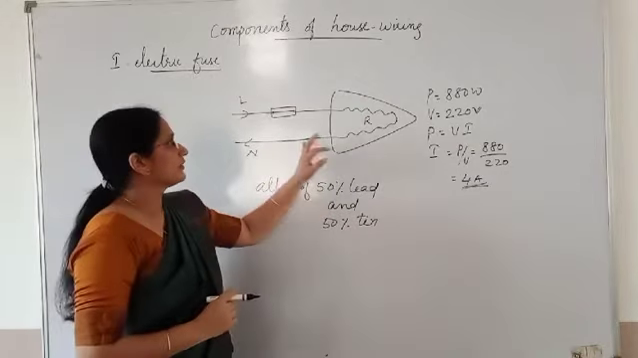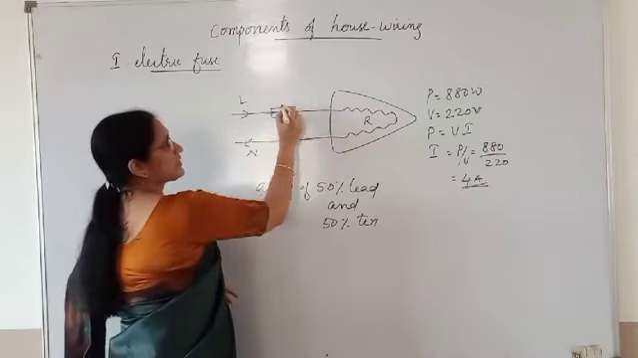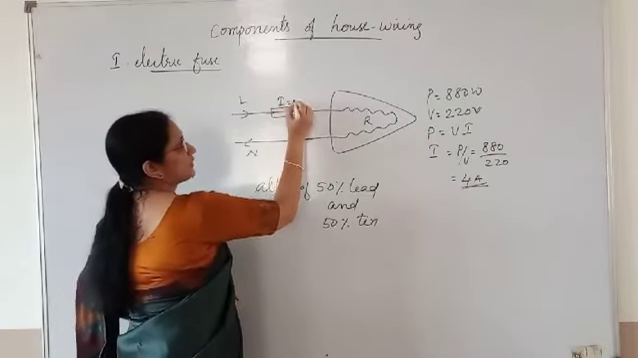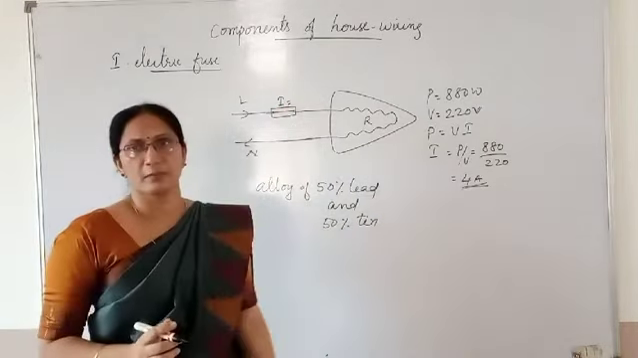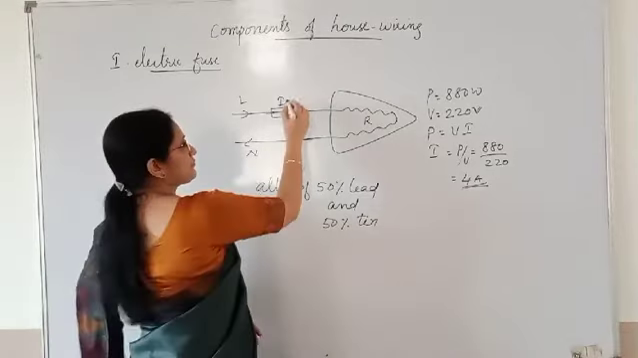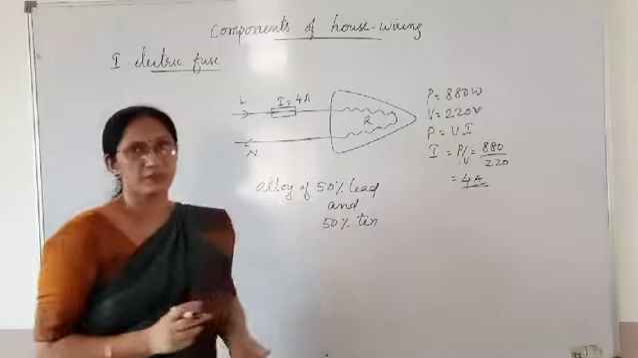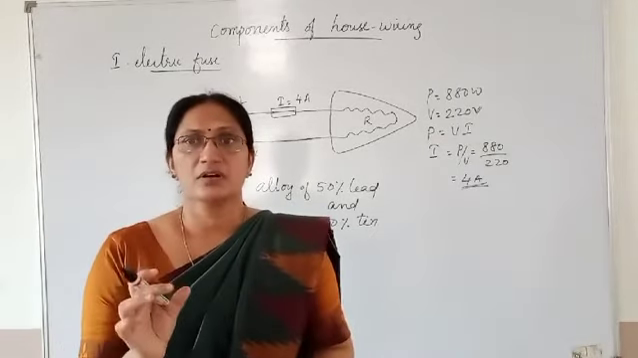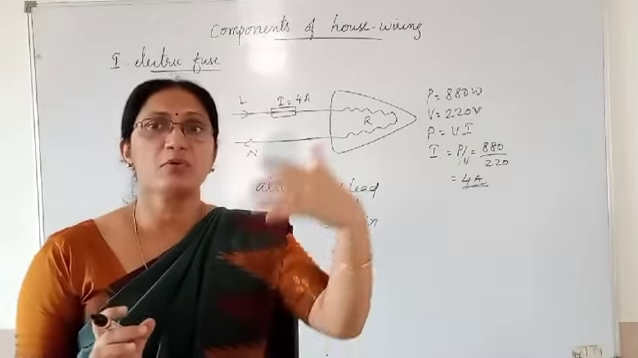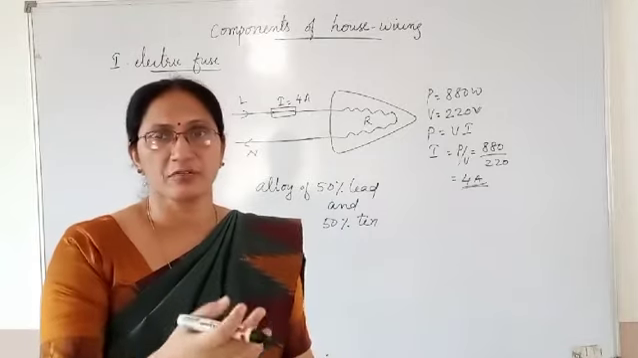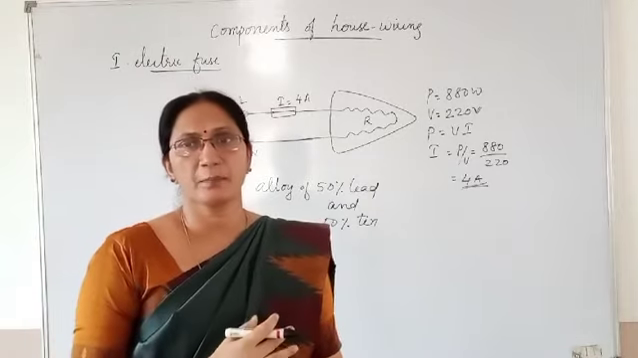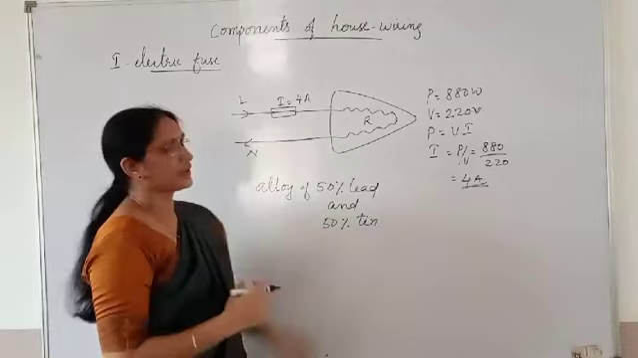Correct it. Then this fuse wire must have a current rating of slightly more than 4 ampere, because the safe current for this device is 4 ampere. So this fuse wire must have a rating slightly more than 4 ampere, like 4.5 or a maximum of 5 ampere rating fuse, to connect here.